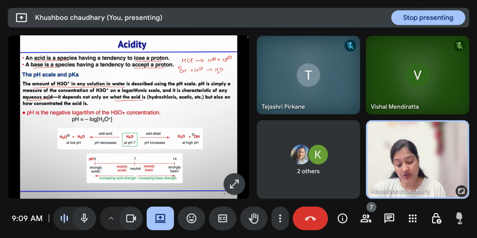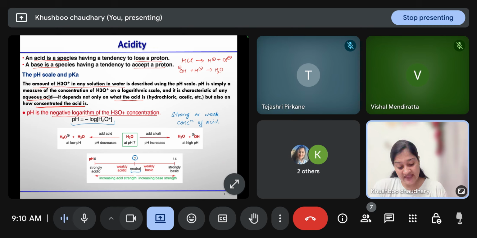It also depends on the concentration of the acid that you are using. So pH is defined as the negative logarithm of the hydronium ion concentration. So pH is minus log of H3O+ concentration. Therefore it depends on whether the acid is strong or weak, and also on the concentration of acid you are taking. The pH scale ranges from 0 to 14, and 7 is the neutral pH, that is for water.